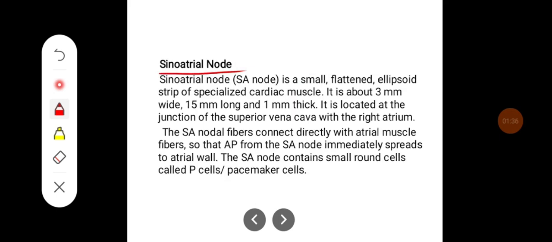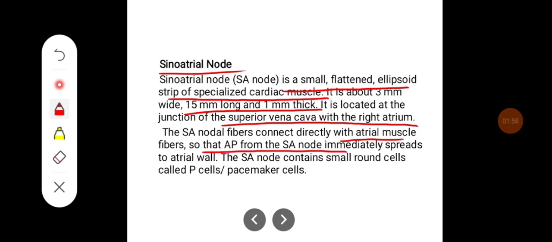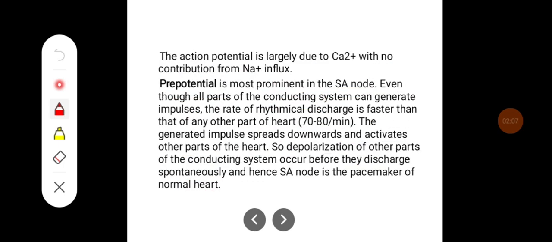Sinoatrial node is a small flattened ellipsoid strip of specialized cardiac muscle. It is about 3 mm wide, 15 mm long, and 1 mm thick. It is located at the junction of superior vena cava with the right atrium. The SA nodal fibers connect directly with the atrial muscle fibers so that action potential from SA node immediately spreads to atrial wall. The SA node contains small round cells called P cells or pacemaker cells.